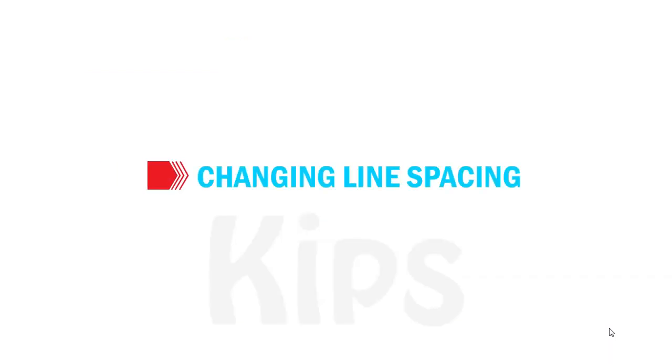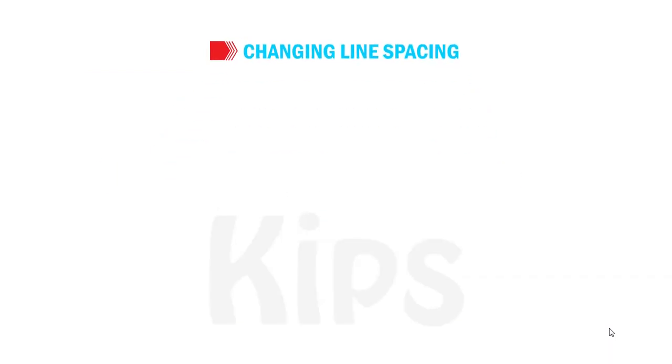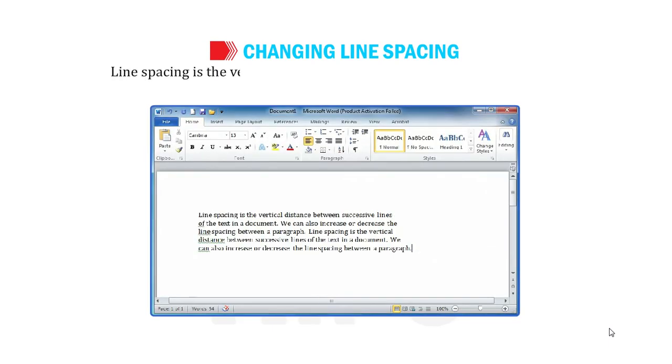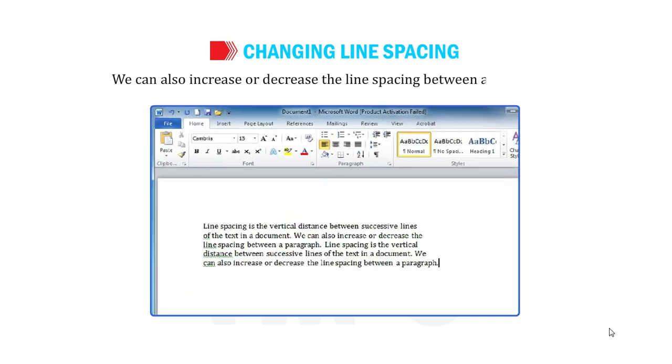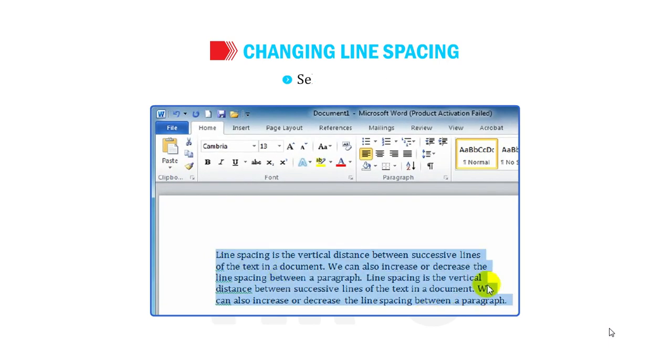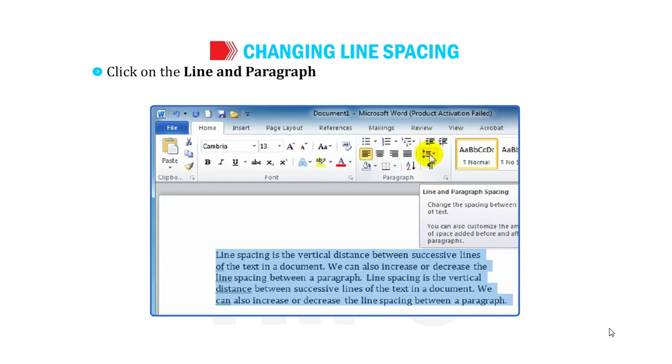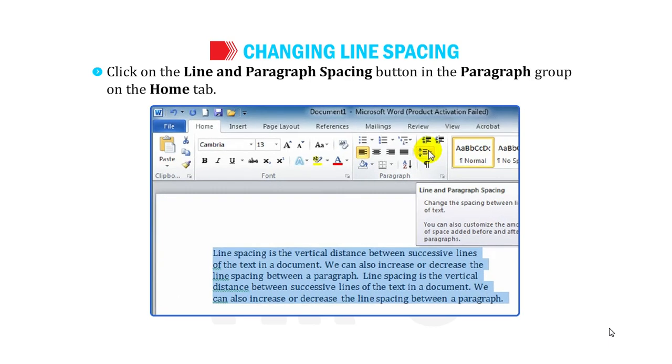Students, let us talk about changing line spacing. Line spacing is the vertical distance between successive lines of the text in a document. We can also increase or decrease the line spacing between a paragraph. Select the text. Click on the line and paragraph spacing button in the paragraph group on the Home tab.